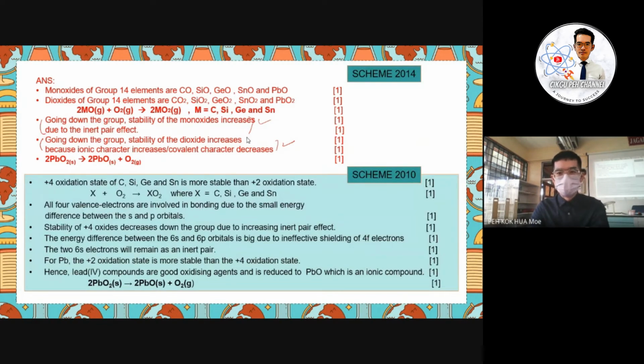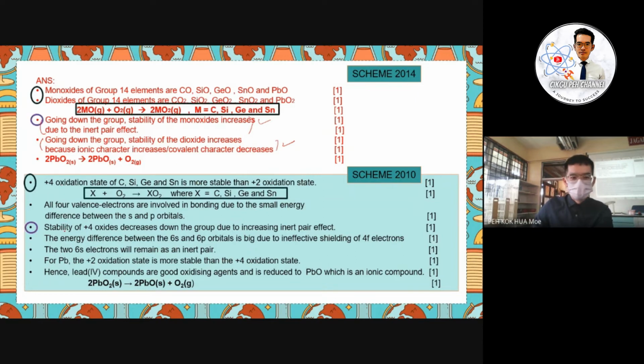Okay, so I have done some comparison between the scheme I already discussed with you in the last section. This is 2010. You see, what are the points met here? Both discuss the monoxide of group 14 and the dioxide of group 14. Both give the equation. And both discuss the stability generally and due to the inner pair effect. And then they also discuss that lead monoxide is more stable and the character is changed from covalent character to the ionic.